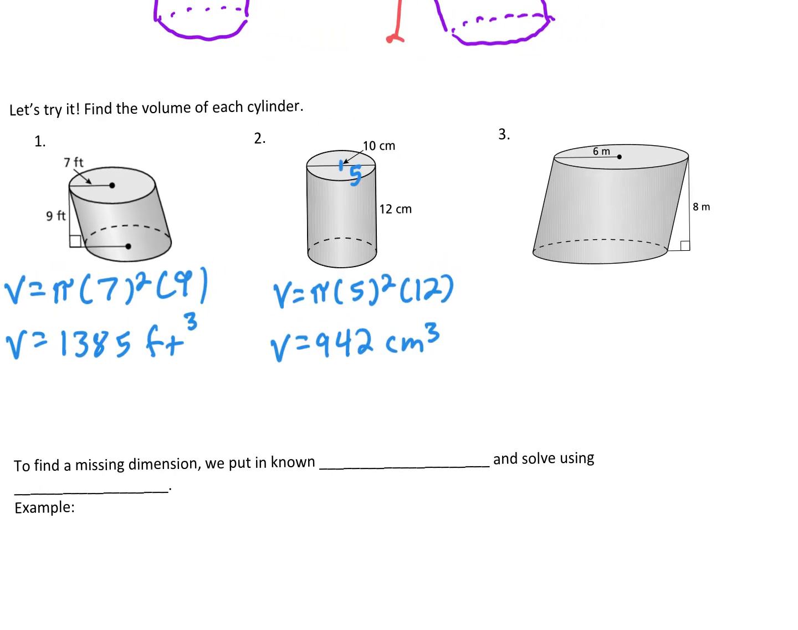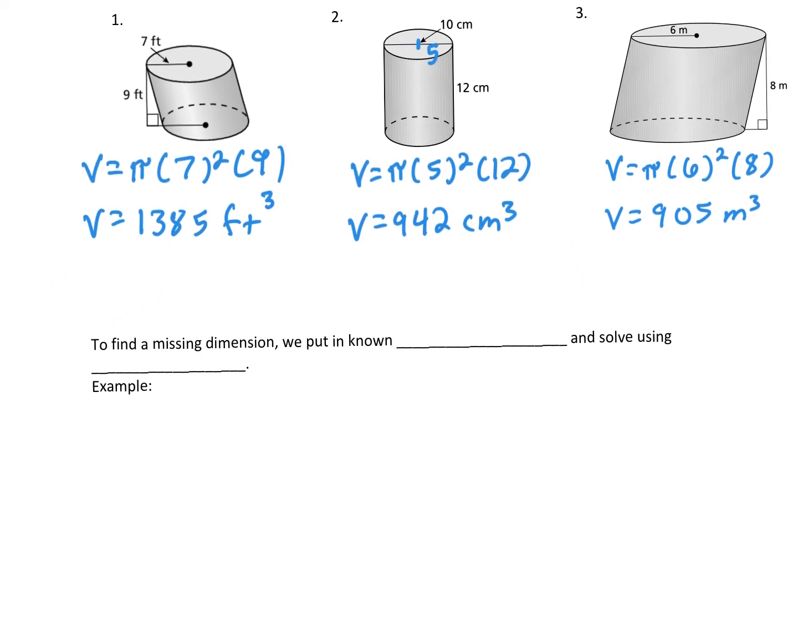This next one, last one, our volume is pi times 6 squared. Our height is 8. Multiply all that through. That is 905 meters cubed. I'm sorry, everything's cubed.